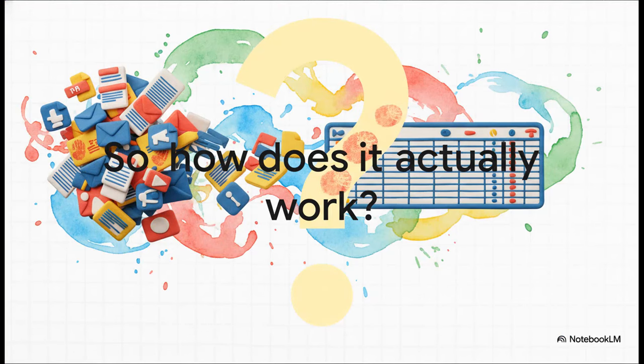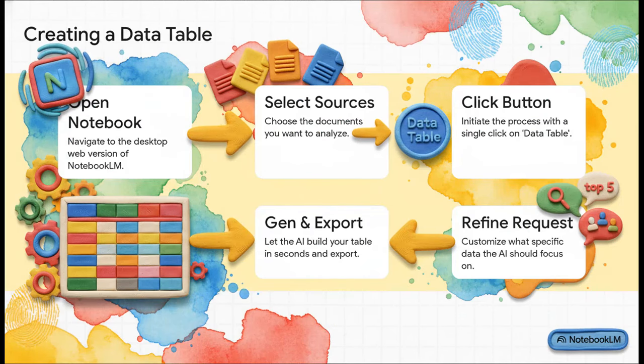So let's walk through it. How do you actually go from that digital pile of documents to a perfect, pristine data table? It's a really straightforward 5-step process. You just open NotebookLM on your desktop, select all the sources you want to analyze, and then you'll see a new button that says Data Table. You click that. Now, here's a really cool part. You can even refine your request. You can tell the AI exactly what to focus on, like find the top 5 options for business owners. Then you just click Generate, and in a few seconds, boom, the AI does the rest.